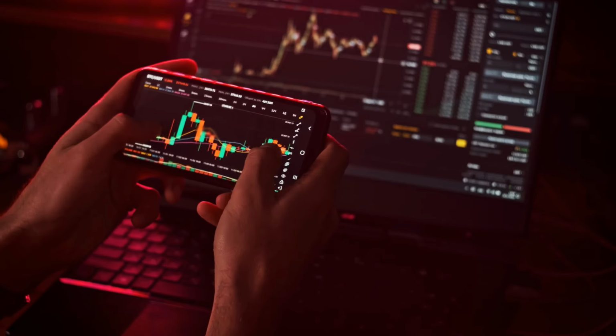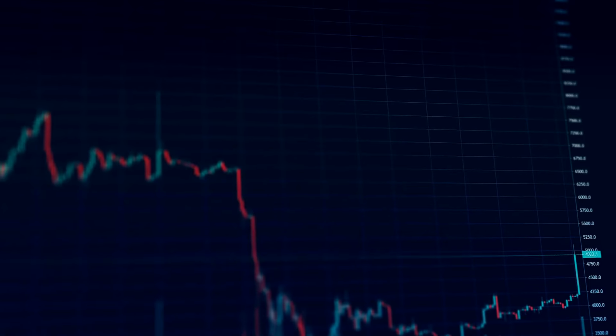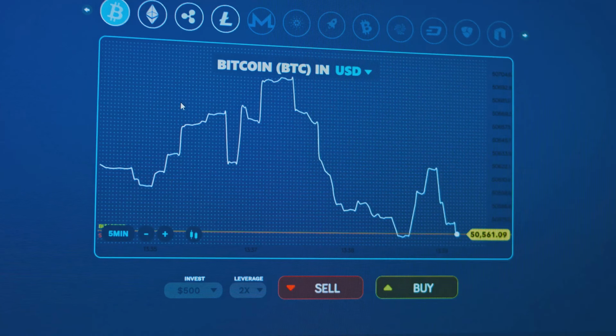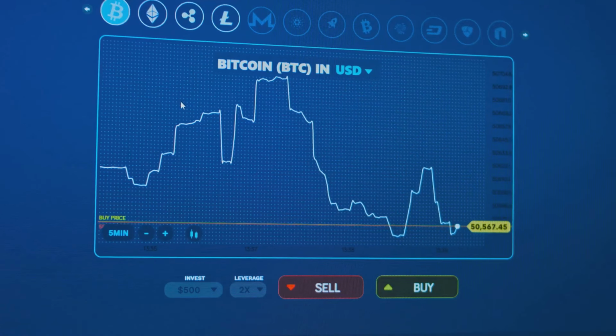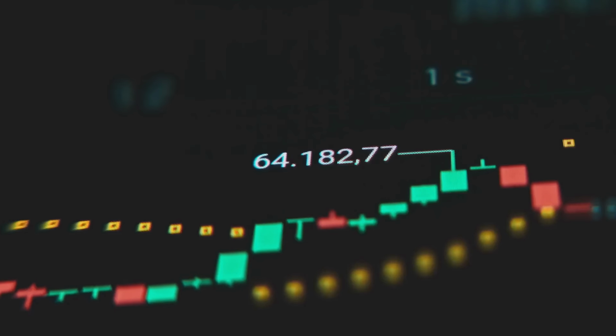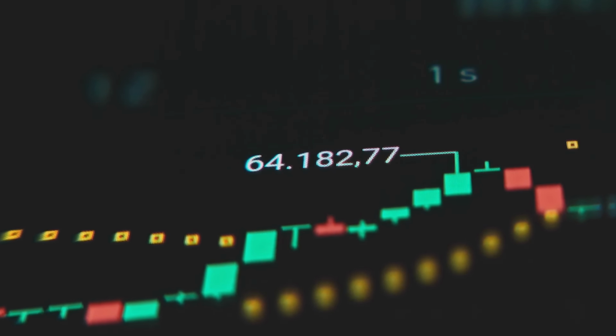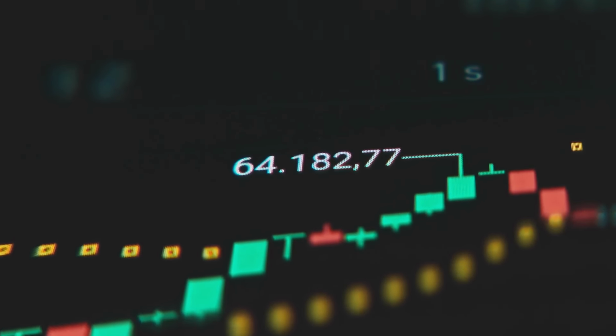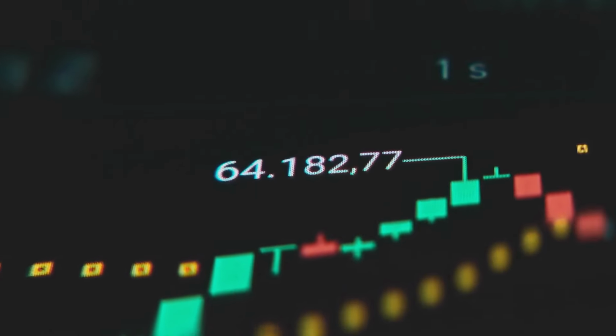Let's see trend lines in action with Bitcoin's surge in late 2024. After breaking its old resistance at $73,800, that level became new support. This shift confirmed a bullish trend, and Bitcoin soared over 50% to a new high above $109,000.